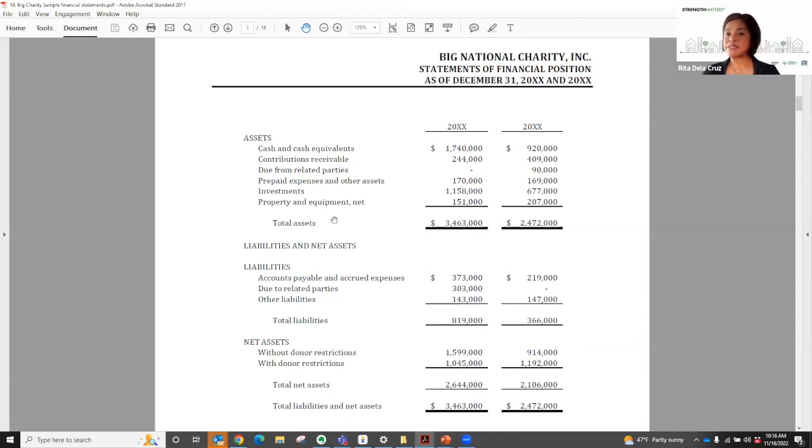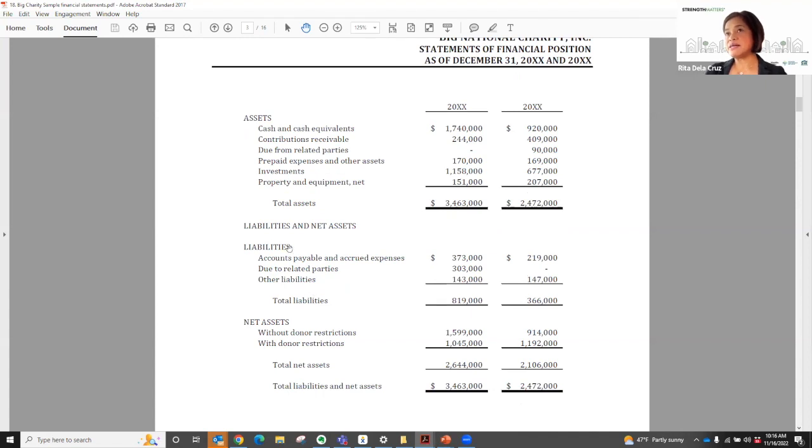And this is acceptable with GAAP. This is okay to do for as long as you list them in order of liquidity. So you start with cash and cash equivalents and you end with property and equipment, which is the most illiquid, and that's okay. But you will also find in your organization that maybe it's a classified statement of financial position where you list all of the current assets first. You have a current portion of your notes and contributions receivable. You have everything else that's current included in your current assets. And then you have non-current assets.